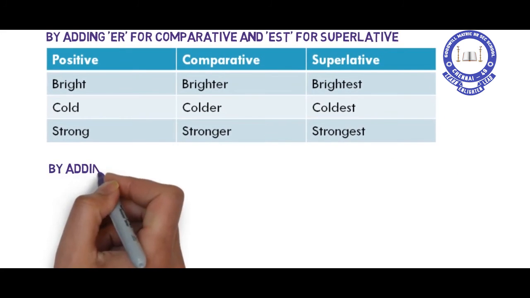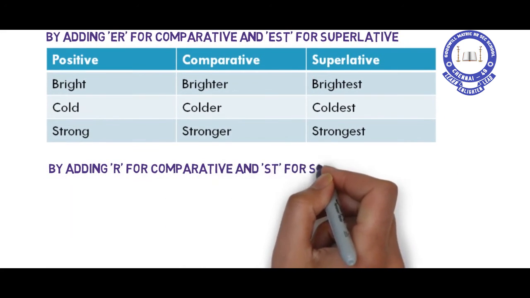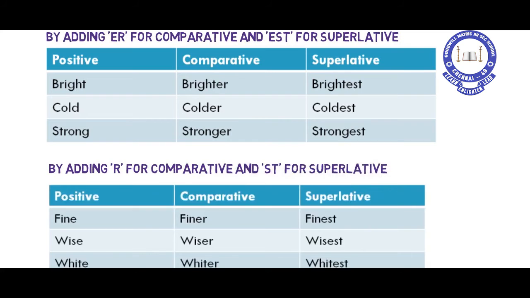Okay, children. Now let's look into another way of changing degree. Here, by adding R for comparative and ST for superlative degree. Example, fine, finer, finest. White, whiter, whitest. Here we are just adding an R, and in the superlative we are adding ST. Okay, understood children? See, R and ST at the end of comparative and superlative degree.